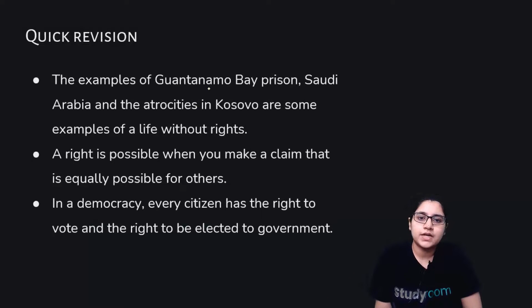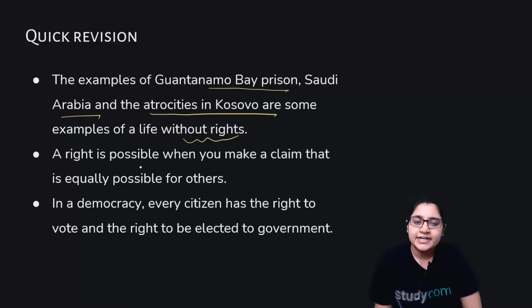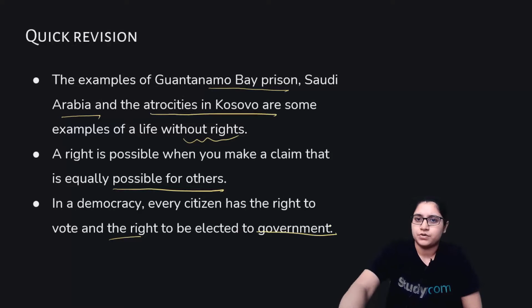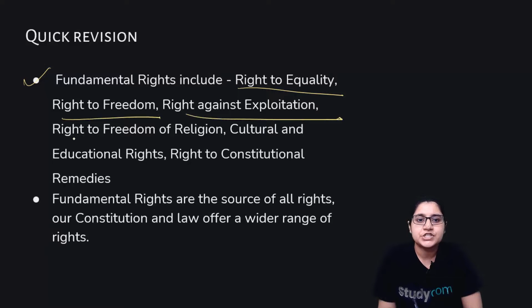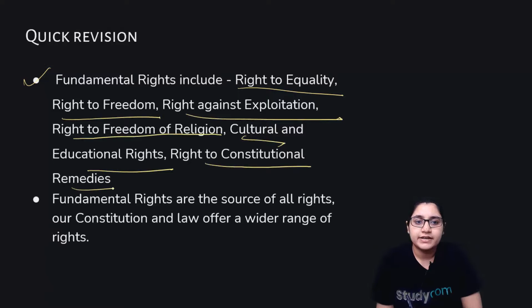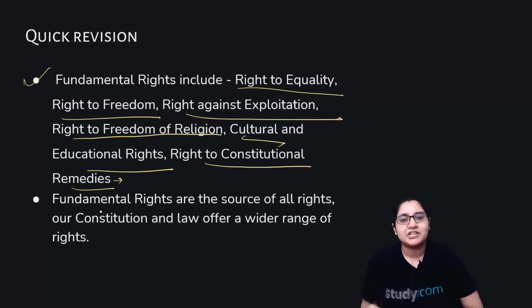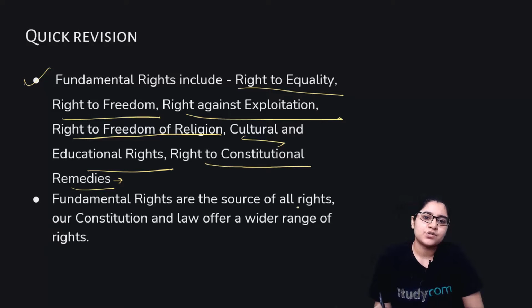The examples of Guantanamo Bay prison, Saudi Arabia, and the atrocity in Kosovo are some examples of life without rights. A right is possible when you make a claim that is equally possible for others. In a democracy, every citizen has a right to vote and right to be elected to government. Alright, we have discussed it. Now we have fundamental rights. It includes right to equality, right to freedom, right against exploitation, right to freedom of religion, cultural and educational rights, right to constitutional remedies. Article 32, and you have writ petitions in it. Fundamental rights are the sources of all rights.